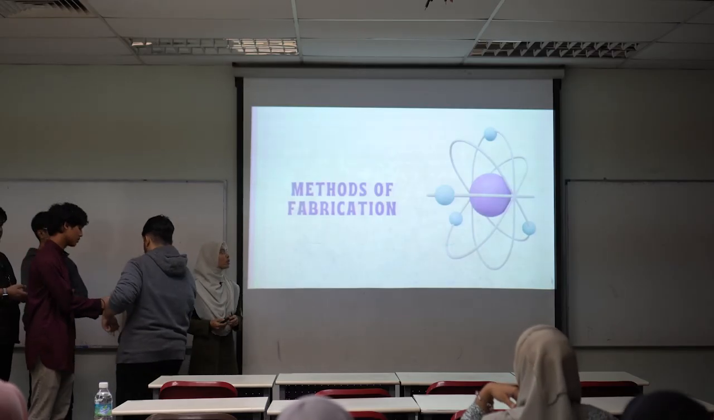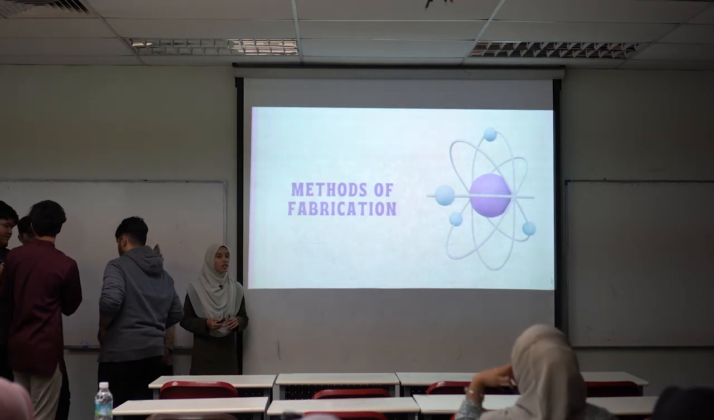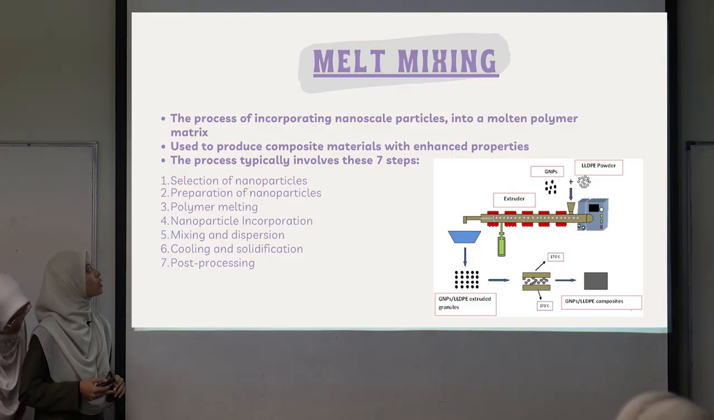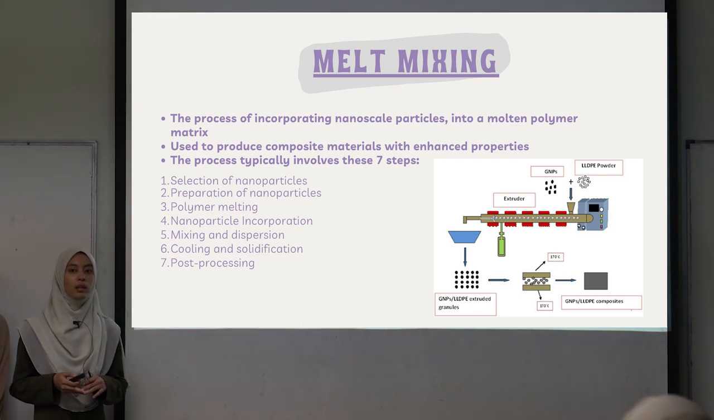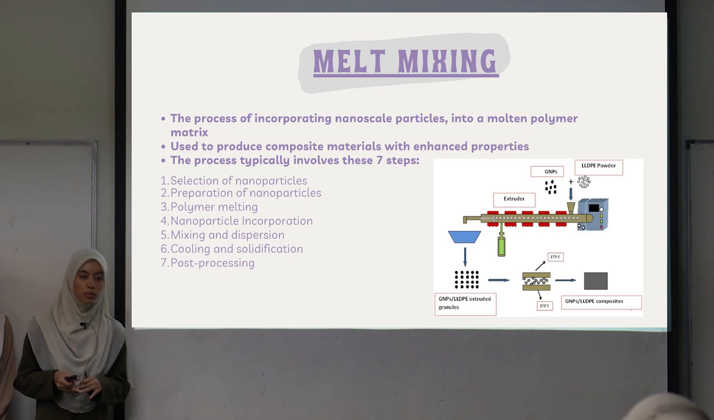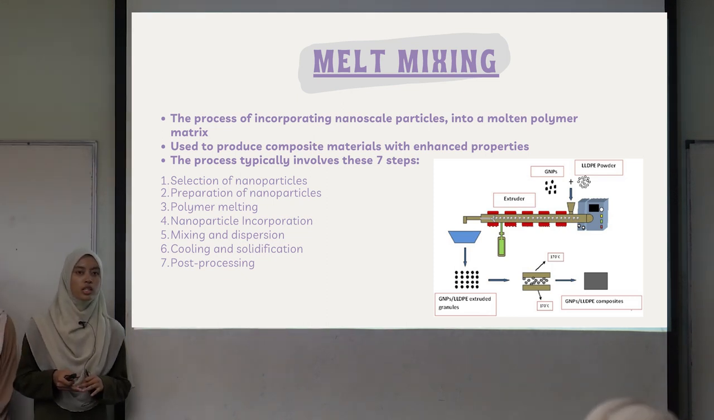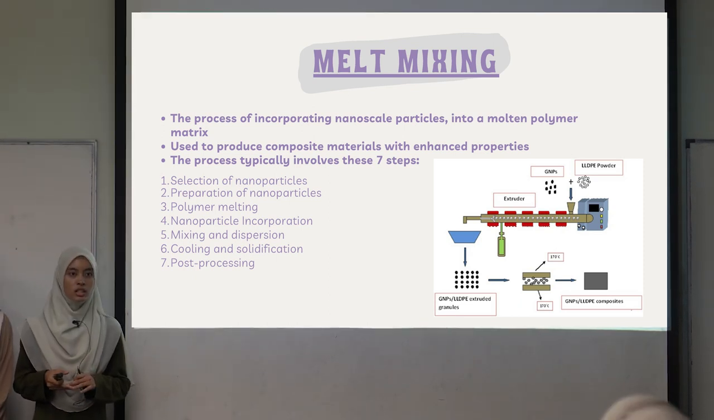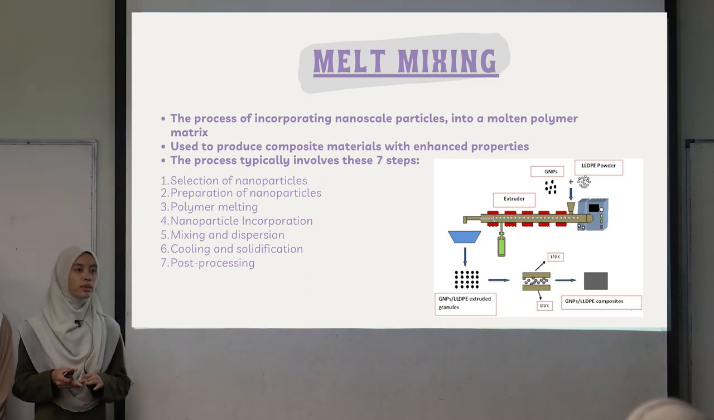Okay, now we will look into the methods of fabrication of nanocomposites, which are melt mixing and sol-gel method. The first one is melt mixing. Melt mixing refers to the process of incorporating nanoscale particles such as nanoparticles or nanofillers into a molten polymer matrix. This process is used to produce nanocomposites, which are composite materials with enhanced properties due to the dispersion and the distribution of nanoparticles uniformly within the molten polymer.